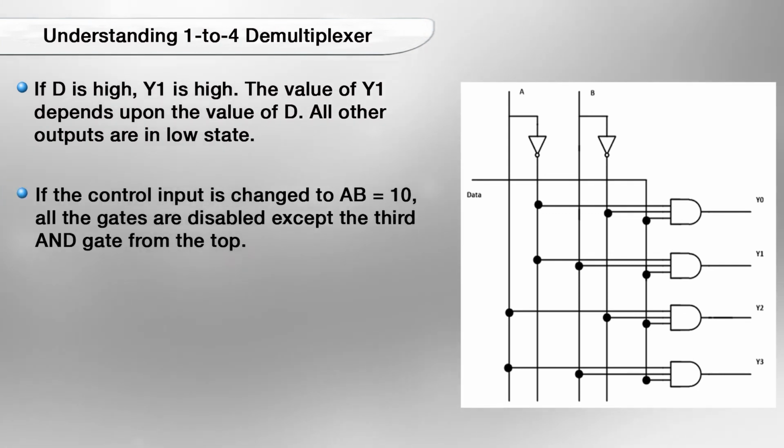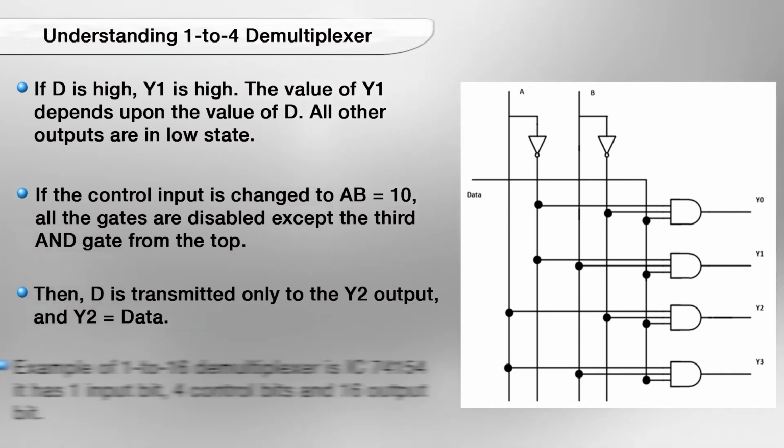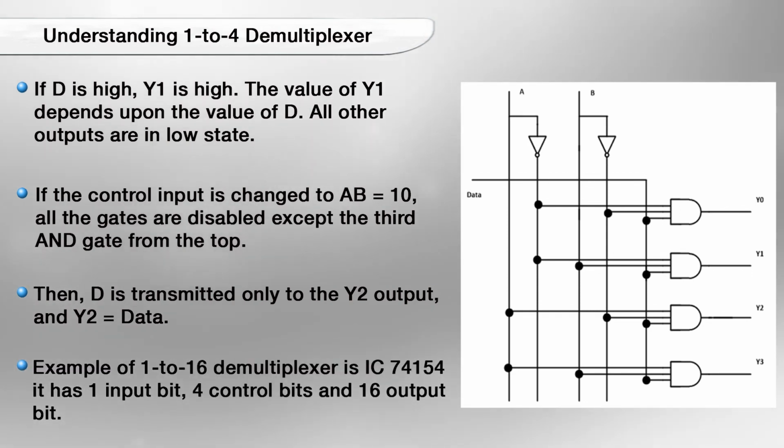If the control input is changed to AB equals 1, 0, all the gates are disabled except the third AND gate from the top. Then D is transmitted only to the Y2 output and Y2 equals data. Similarly, we get the other outputs also. An example of a 1:16 demultiplexer IC is IC 74154. It has one input bit, 4 control bits and 16 output bits.